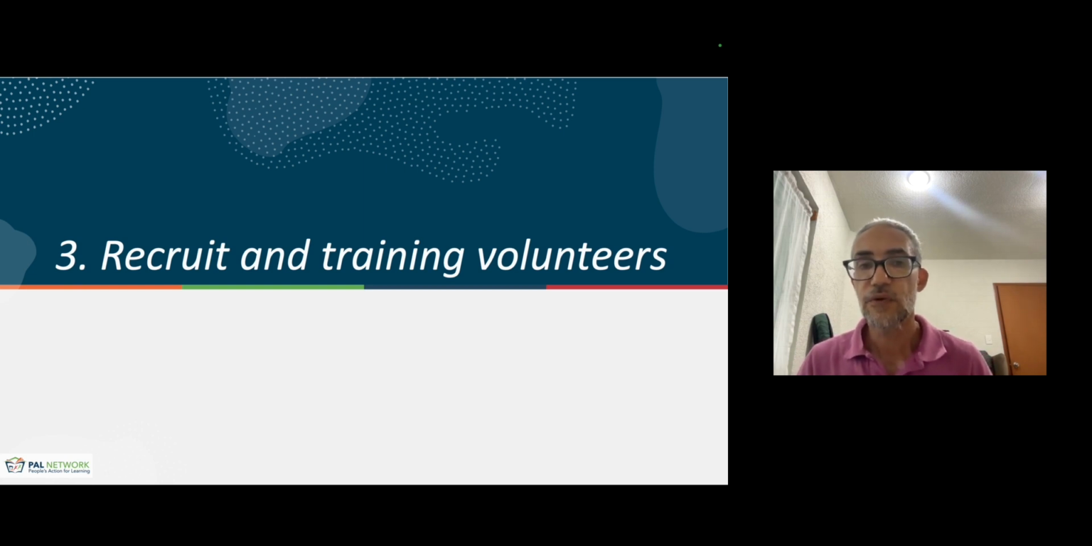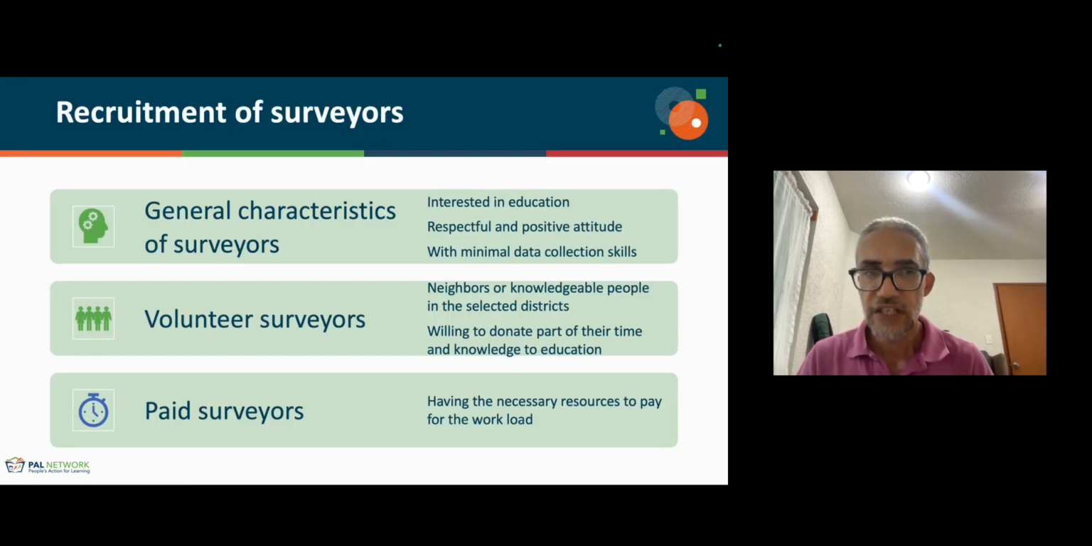The third key is recruiting and training volunteers. In general, surveyors need to share general characteristics. For example, an interest in education, a respectful and positive attitude, and minimal data collection skills. Then you can choose between volunteer or paid surveyors. In the Mexican case, we chose to work with volunteers, not just because of the budget, but mainly because the volunteers know the neighbors and the people in the districts and in the sections, and are willing to donate part of their time and knowledge to education.